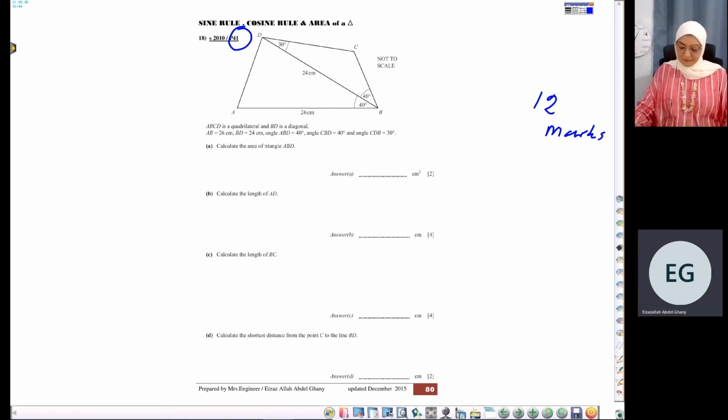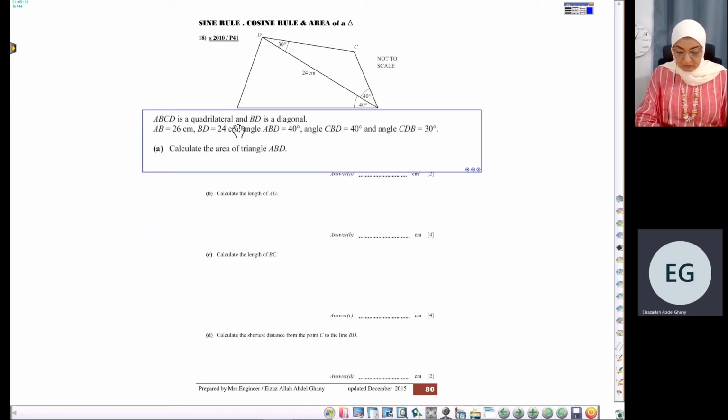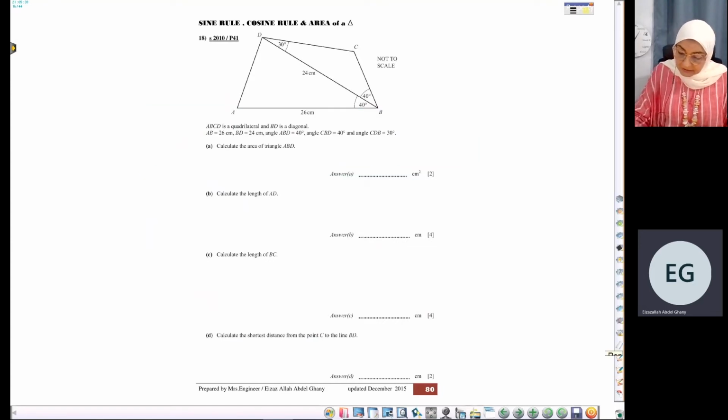Now let's start. Calculate the area of triangle ABD. Of course, you have to read it nicely. ABCD is a quadrilateral, BD is a diagonal. This is BD. AB is 26, BD is 24 centimeters. Angle ABD is 40 degrees, and angle CBD is 40 degrees, and angle CDB is 30 degrees. Calculate the area of triangle ABD. Be very careful. Area of triangle ABD, I highlighted. ABD, okay, this one.